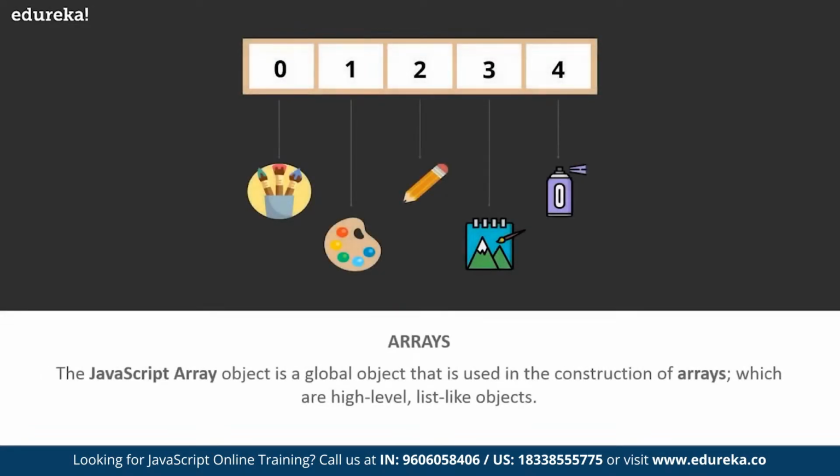Let's move on and see what arrays are and how you can declare arrays in JavaScript. Now, the JavaScript array object is basically a global object that is used in the construction of arrays, which are high-level list-like objects. So in case you have a list of products in a shopping cart, or a list of colors, or a list of items that are used to make a painting, you will need to declare them with the help of arrays.